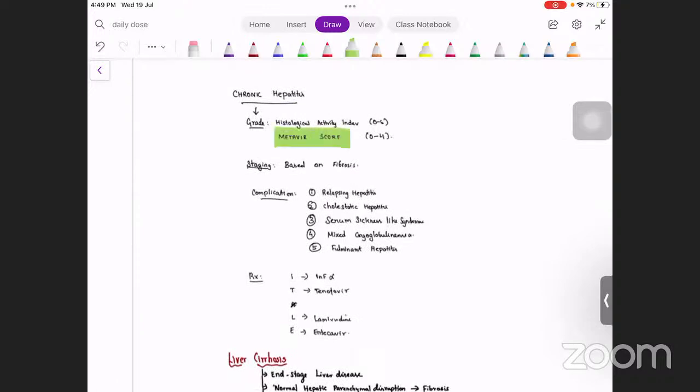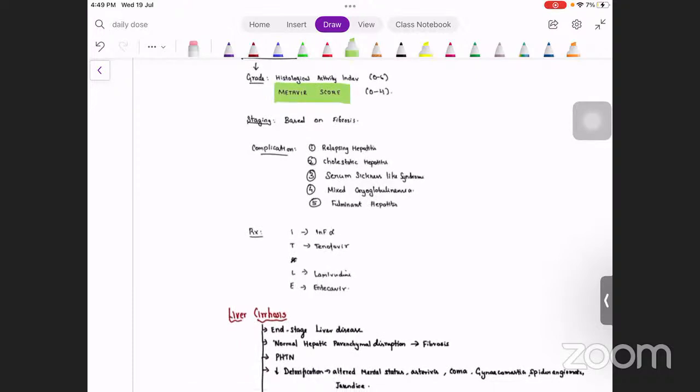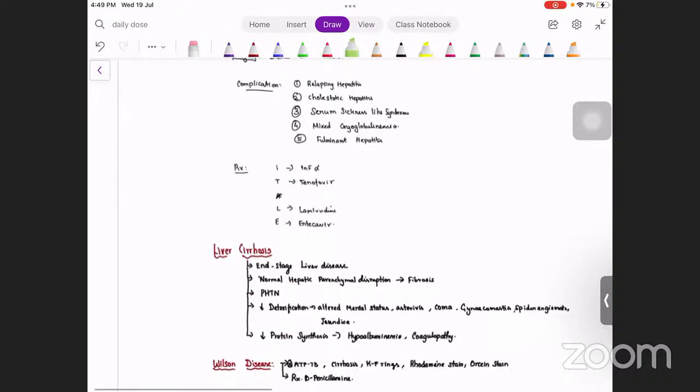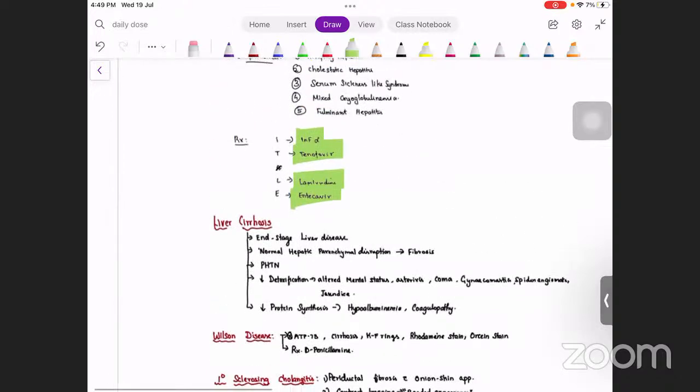And apart from that, the Metavir score will be used for chronic hepatitis. The treatments of choice are interferon alpha, tenofovir, lamivudine, and entecavir.